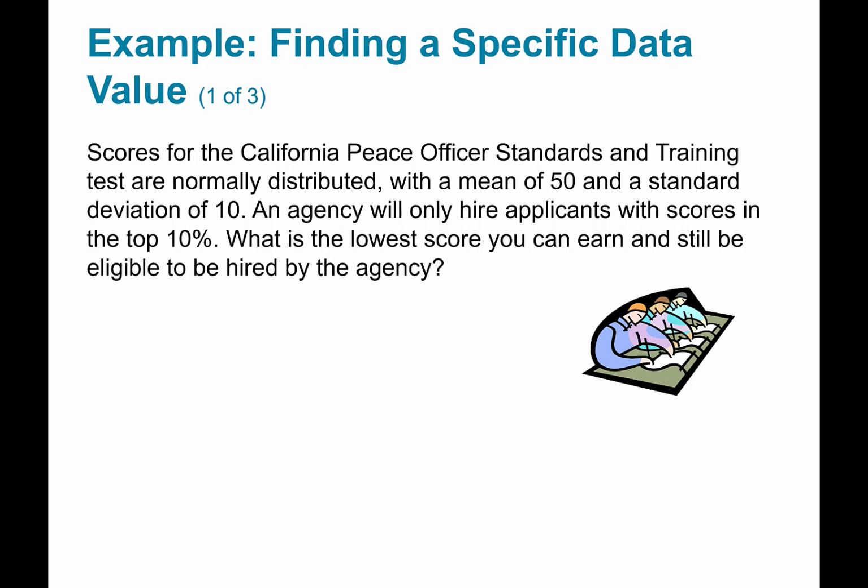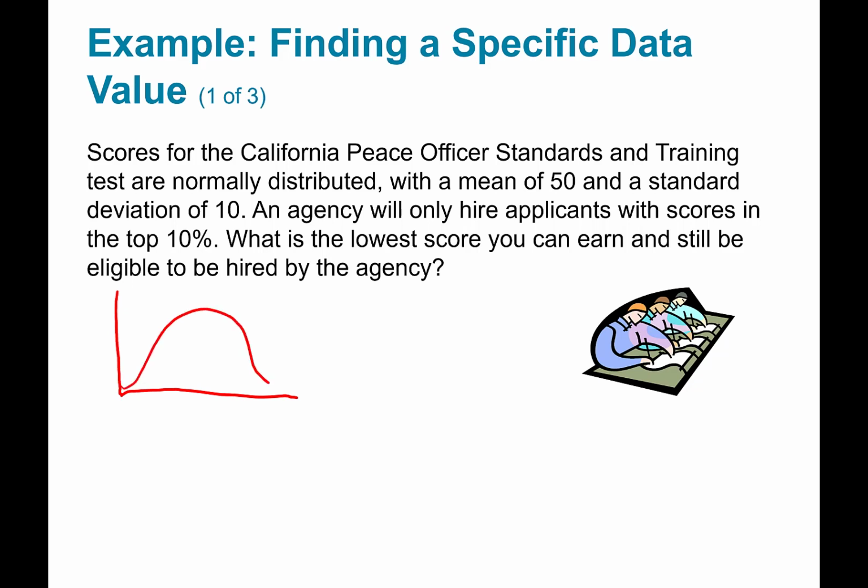Let's look at another example going all the way now. Scores from the California Peace Officer Standards and Training Tests are normally distributed with a mean of 50 and a standard deviation of 10. An agency is only going to hire an applicant with scores in the top 10%. So we want to know what's the lowest score that you could earn on that test and still be eligible to be hired by the agency. So same idea. We know they're going to hire somebody in the top 10%.